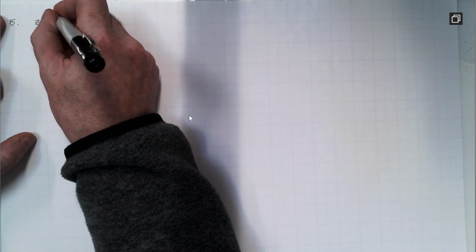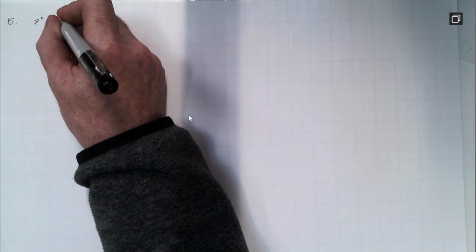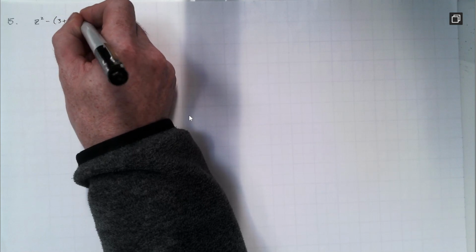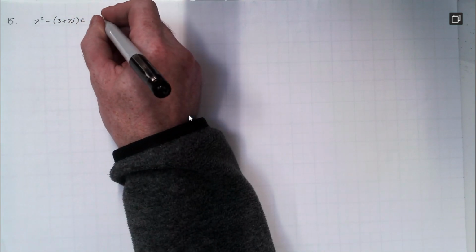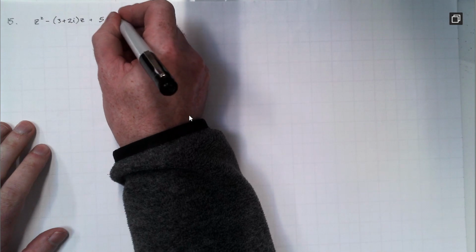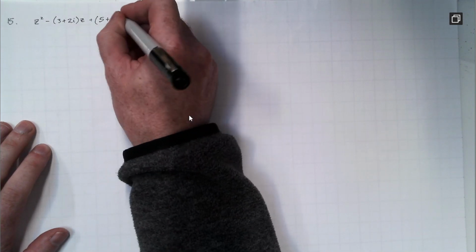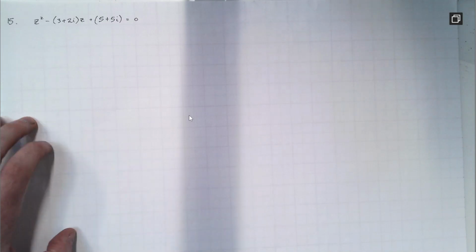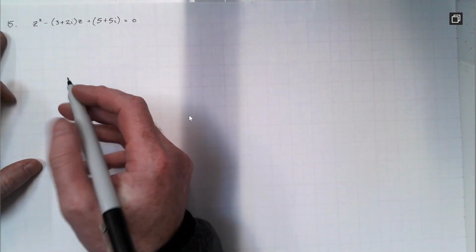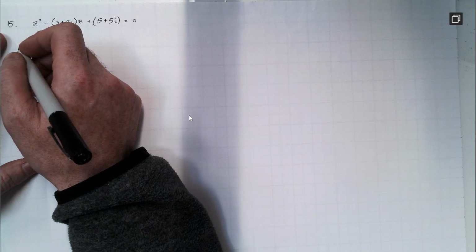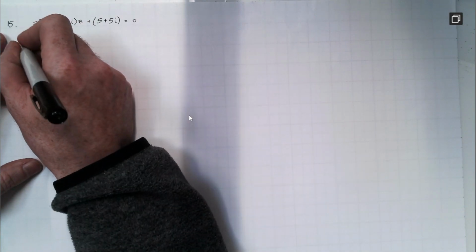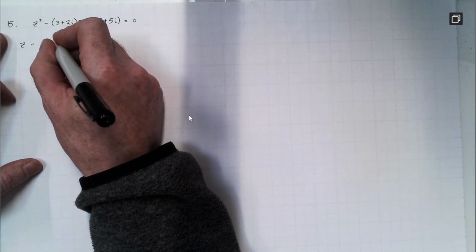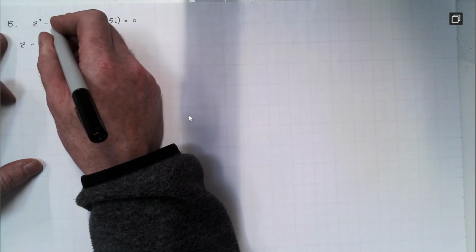Right, so get your equation, check: z squared minus (3 plus 2i) z plus (5 plus 5i) equals 0, and just solve the equation. So we use the minus b formula. So z equals minus b, so minus minus (3 plus 2i), so plus 3 plus 2i.